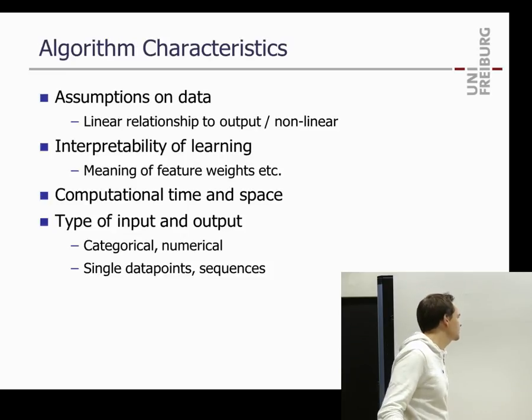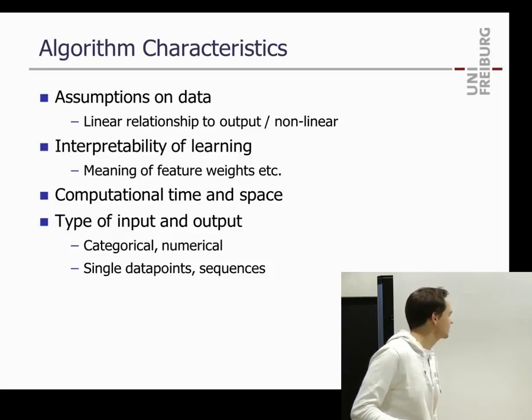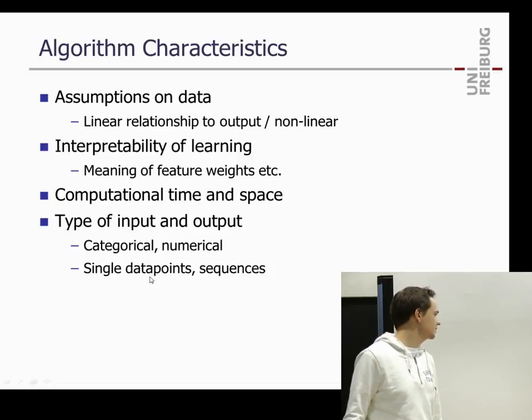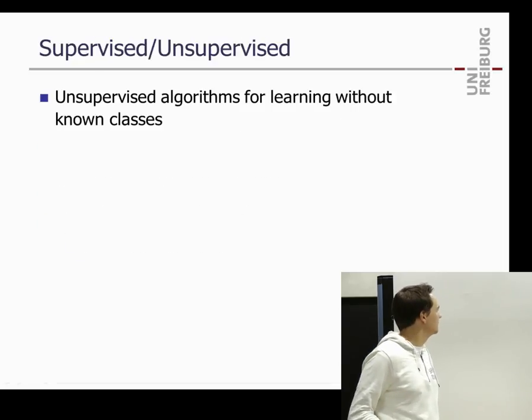So these are algorithm characteristics. I already said the assumption on the data, maybe true or not. Then how interpretable is it? Was it learned? And there's the computational time and space. I didn't go too much into detail on that, but of course some are faster, like naive Bayes, and some are a bit slower. They can handle different types of input, categorical, numerical, although often it can be transformed from one into the other. A more important difference is whether they handle single data points or sequences, like conditional random fields.